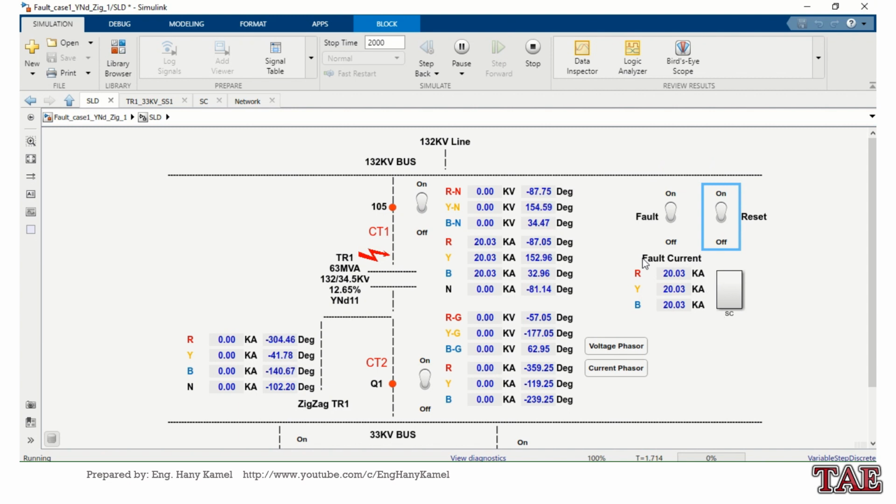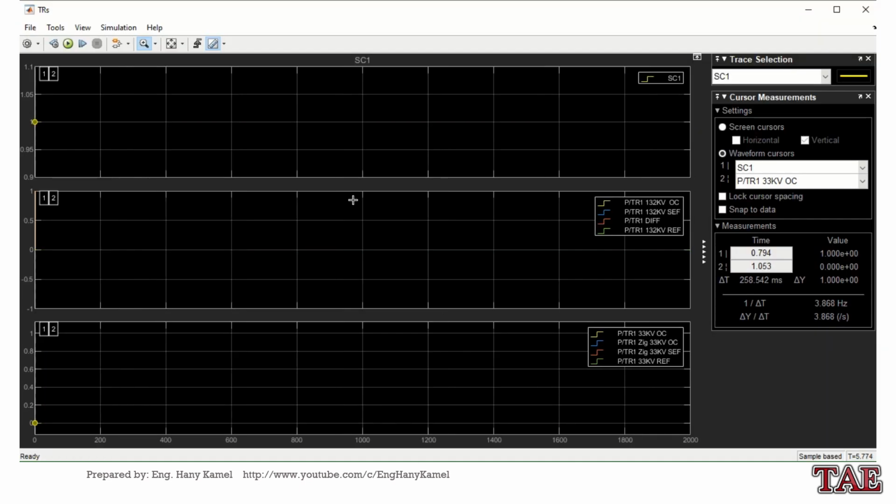We can see the fault current. So we are now expecting differential protection, because the fault is between CT1 and CT2. We also expect restricted earth fault for the 132 kV side, and also overcurrent for the 132 kV side, but the sensitive earth fault for the 132 kV side will not work because there is no neutral current. So let's see the trip sequence.